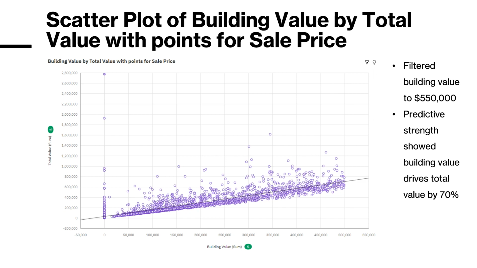When building the scatter plot, the data was too large to capture any patterns. In this case, I used the filter feature to limit the data to 550,000, since total value, building value, and sale price all have an average well below this number, to better capture the pattern by excluding the outliers. While I am not taking the outliers out of consideration, I found this method helpful in honing in a distinct pattern. When I did this, the Insights tab showed a predictive strength that building value drives total value by 70%.